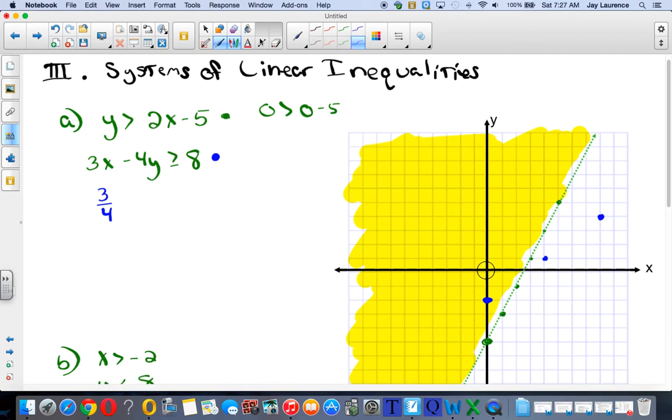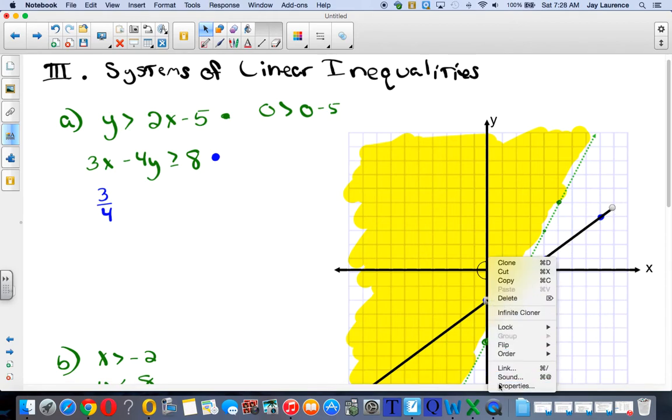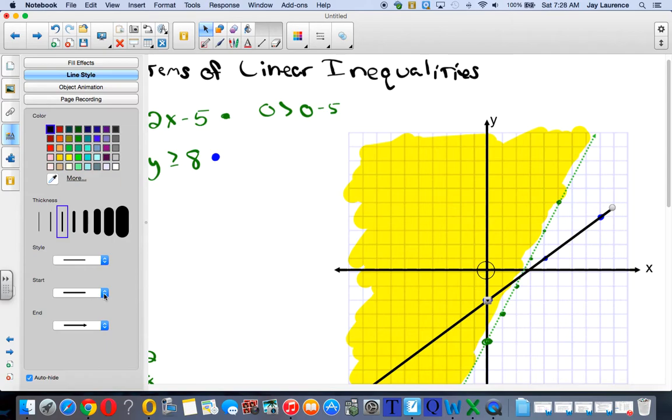All right, so now I need a solid line for this one because it's equal to, and so I'll go to my solid line here. Make him nice and long, and make him blue, and I got to put an arrowhead on him. He's got one arrowhead already, so I just have to do the other end, and blue, and there we go.